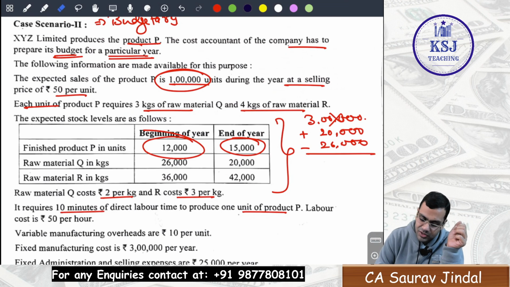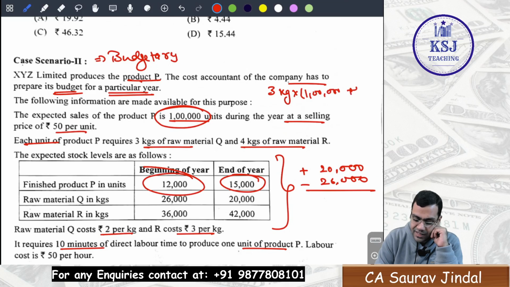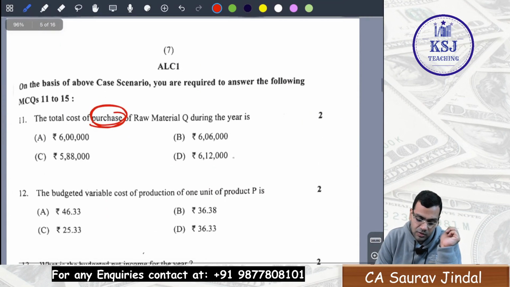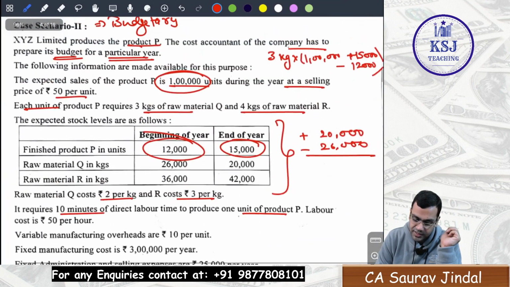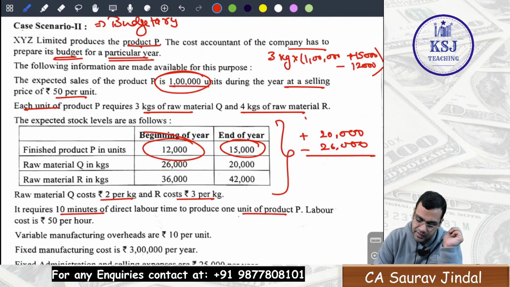The consumption is also not going to be 3 lakh kgs. The consumption is going to be 3 kg multiplied by 1 lakh units you want to sell, plus 15,000 closing stock you want to keep, minus 12,000. So it will be on 1 lakh 3,000 units. Accordingly, you have to calculate the total cost of raw material purchase. So it will be 3 into 1 lakh 3,000, that is 3 lakh 9,000.